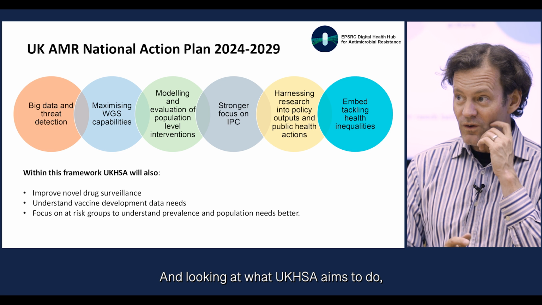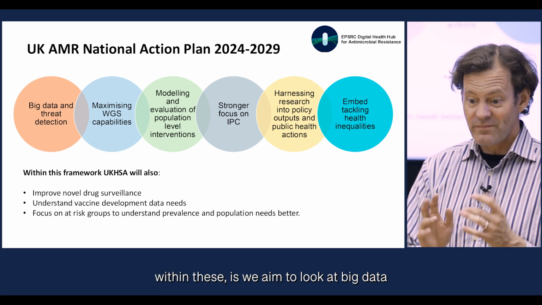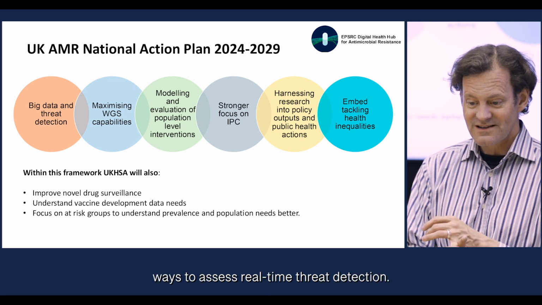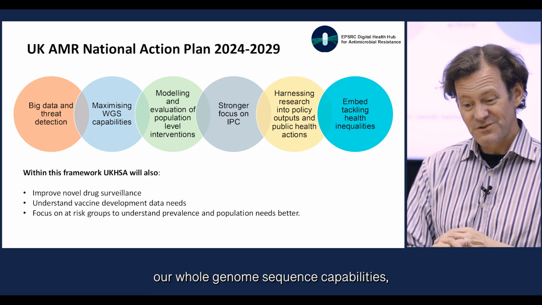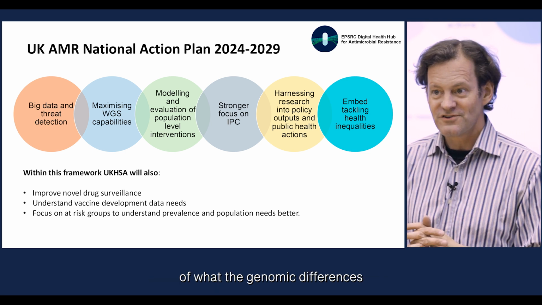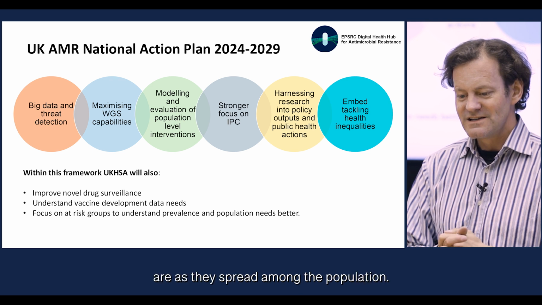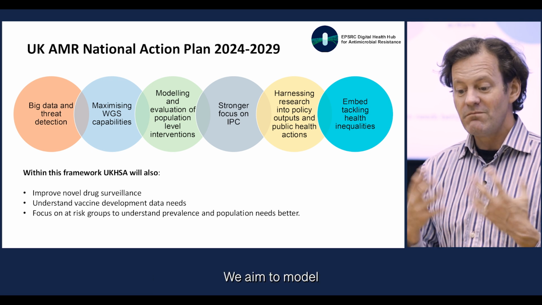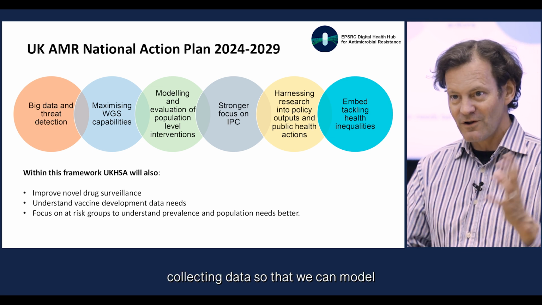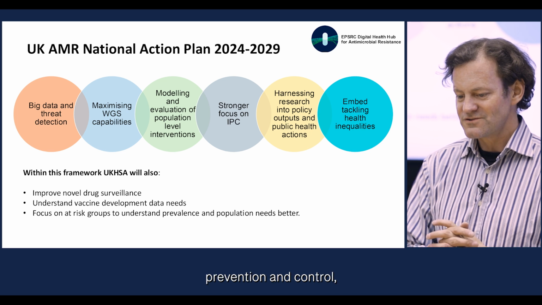And looking at what UKHSA aims to do within these, we aim to look at big data and novel ways to assess real-time threat detection. We aim to maximize our whole genome sequence capabilities, so we have more of a global understanding of what the genomic differences and similarities between bacteria are as they spread among the population. We aim to model and evaluate population-level health interventions, collecting data so that we can model how likely these are to be effective. A strong focus on infection prevention and control.